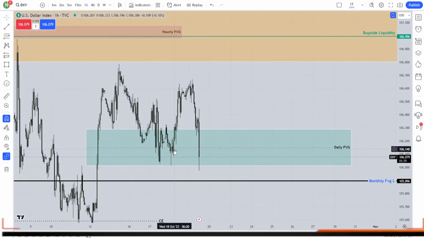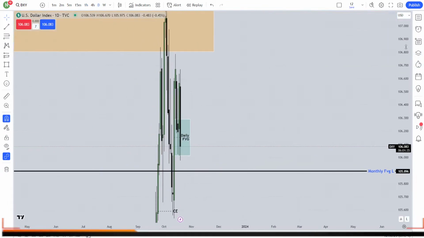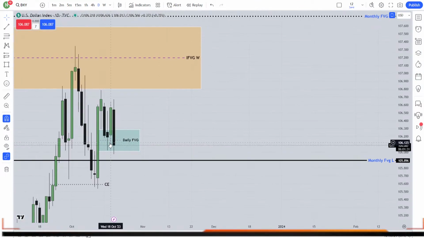When price rejected from the consequent encroachment, why didn't it reject it? Okay, from the daily chart. Yesterday we saw price rejected from the consequent encroachment of the daily chart. And then I told you I want DXY to trade to the upper level, at least to the upper level. That is my direction.